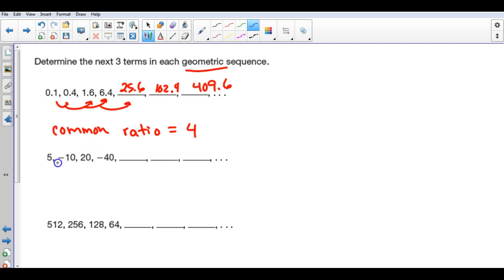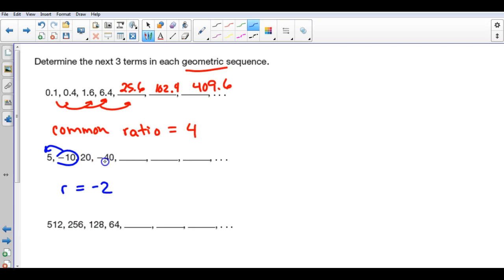The next one, notice it has some negatives in here. It looks like every other term. So let's figure out why that is. If I take my second term divided by my first term, negative 10 divided by 5 means that my common ratio, the letter R, is going to be negative 2. So what that means we're doing is multiplying by negative 2 every time.